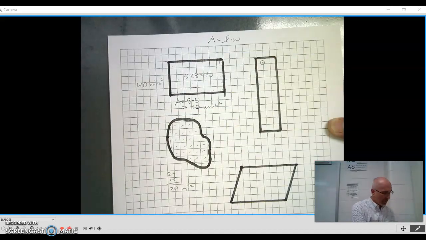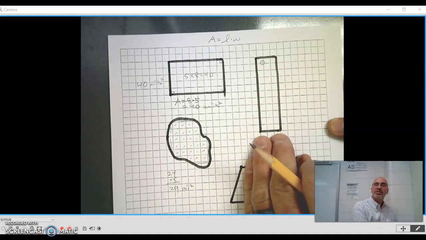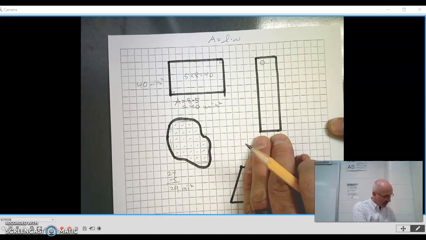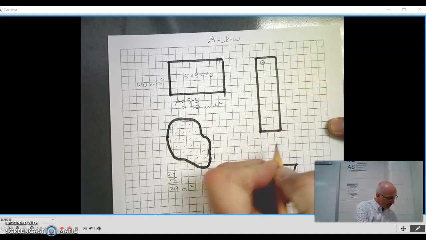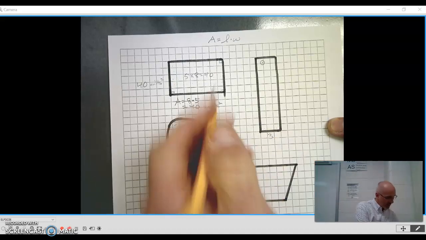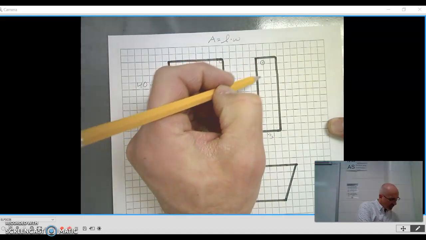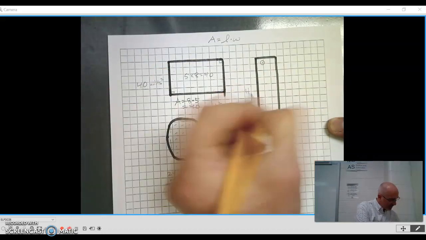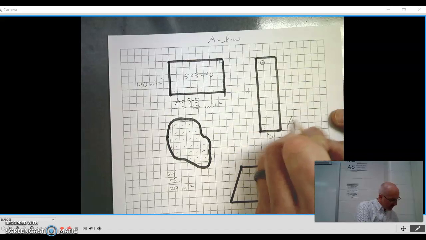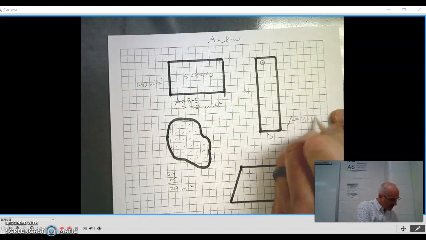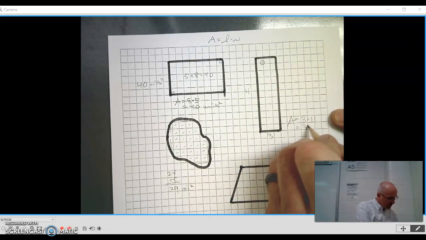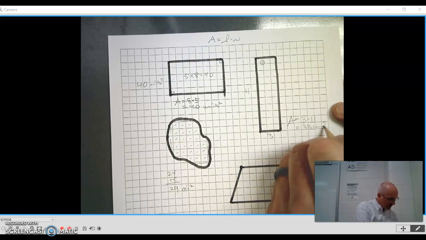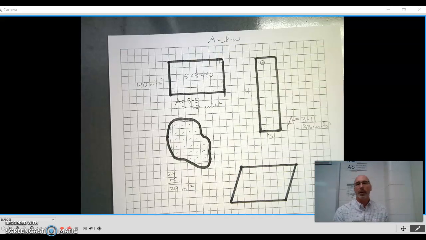We can do the same thing with this rectangle. So instead of counting them, let's look. We have 1, 2, 3. Our length is 3, and our width is 1, 2, 3, 4, 5, 6, 7, 8, 9, 10, 11. So our area equals 3 times 11, which is 33 units squared.